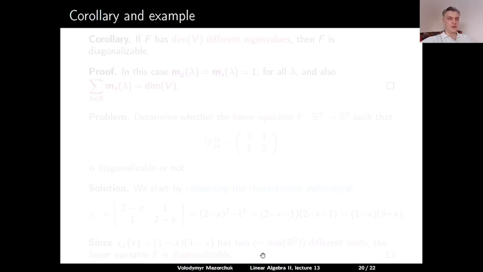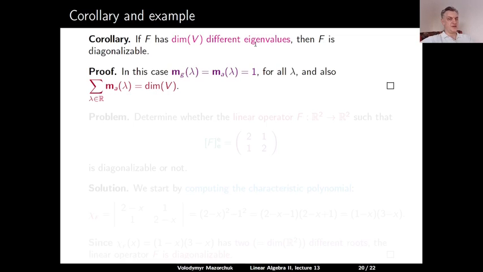So in particular, we have the following corollary. If f has dim V different eigenvalues, then f is diagonalizable. Indeed, if we have dim V different eigenvalues, then all eigenvalues have algebraic multiplicity 1, and their number is the dimension of V, and then the geometric multiplicity for each eigenvalue is also equal to 1 from the previous remark. So we have this corollary.